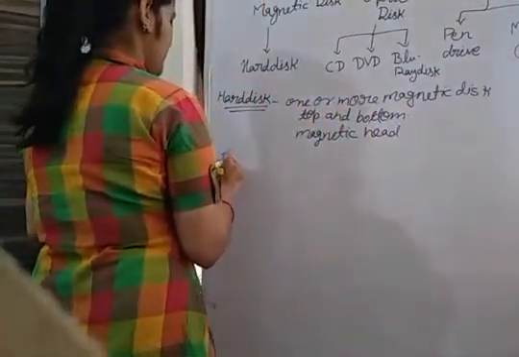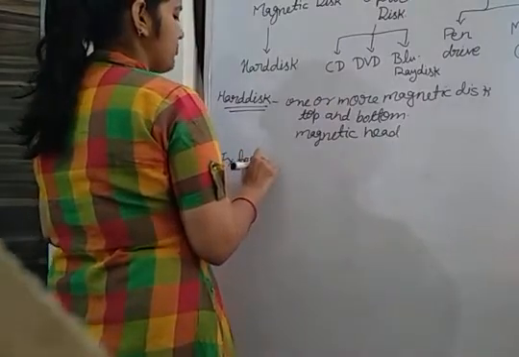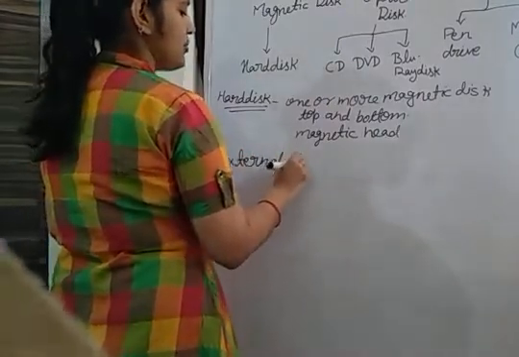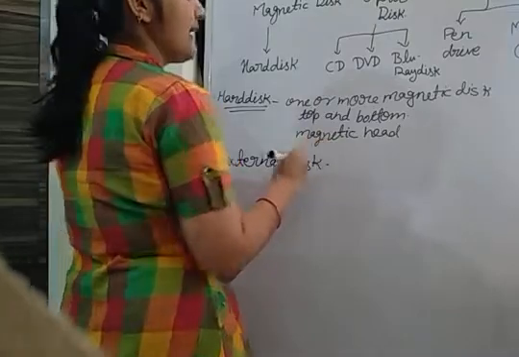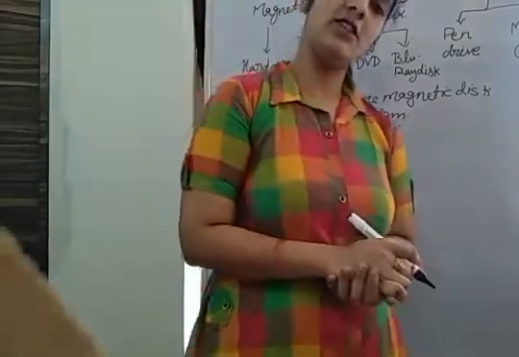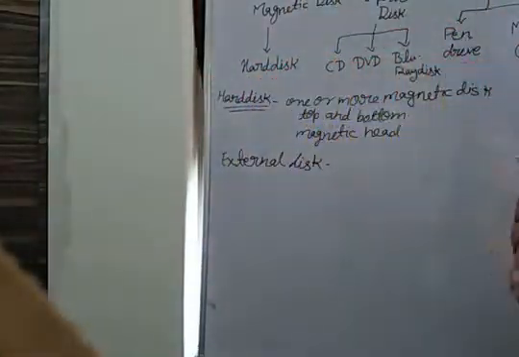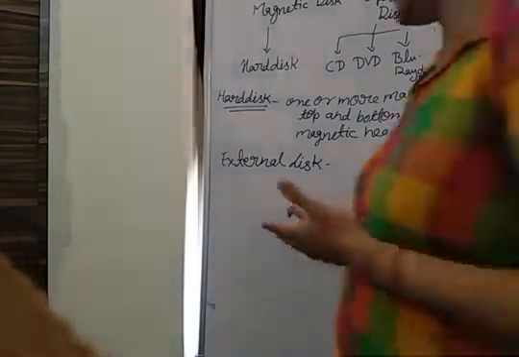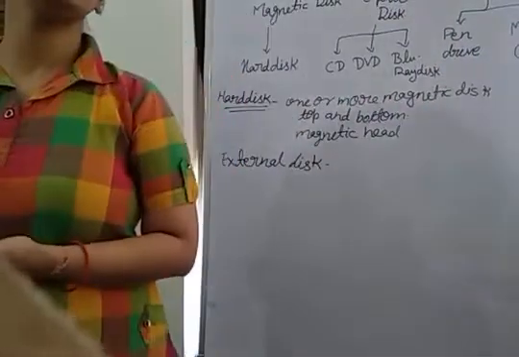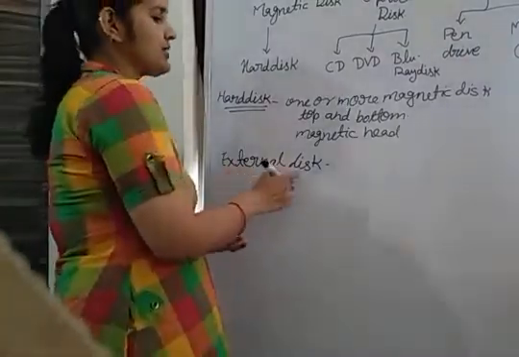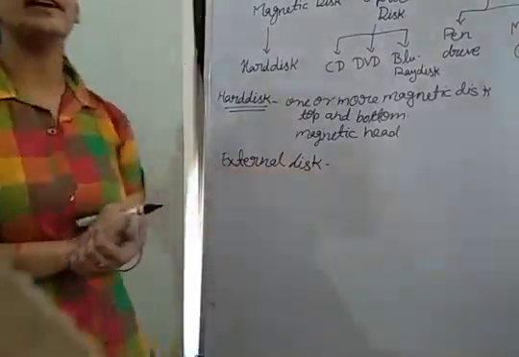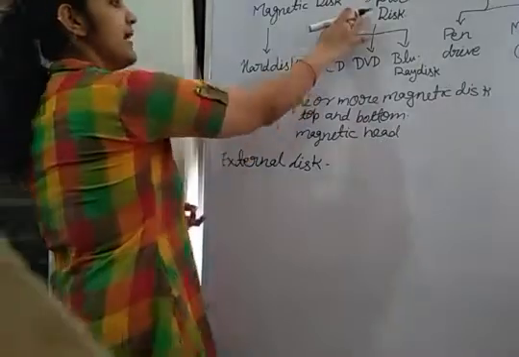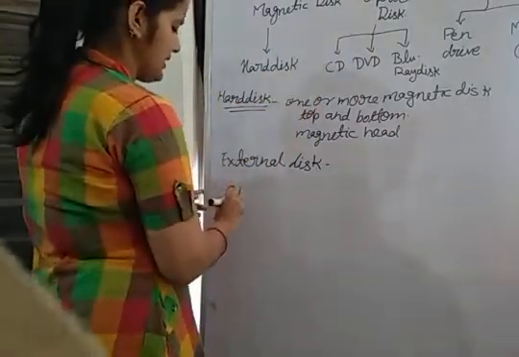Okay, there are also external hard disks available. Means this type of hard disk you can easily detach and attach to your computer system. Okay, they can be easily connected with the help of the USB port. So these are the external hard disks. Now the next one is optical disk.